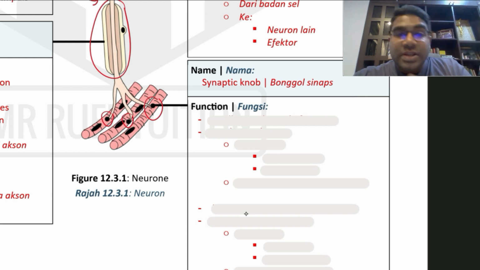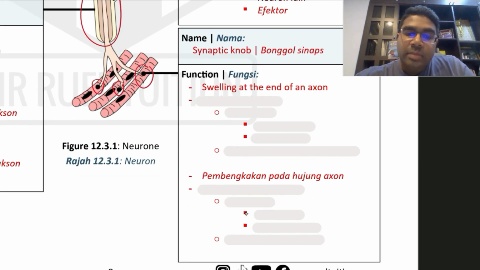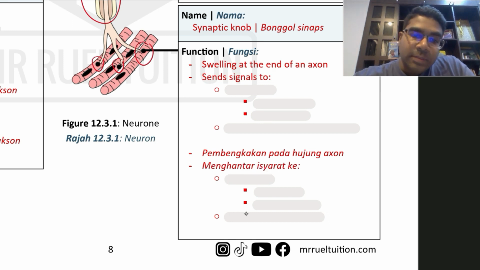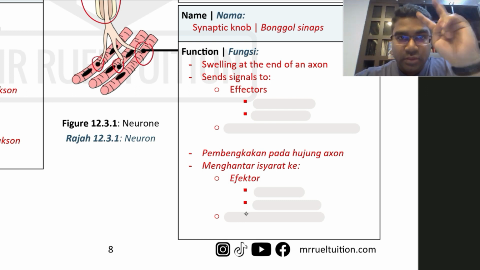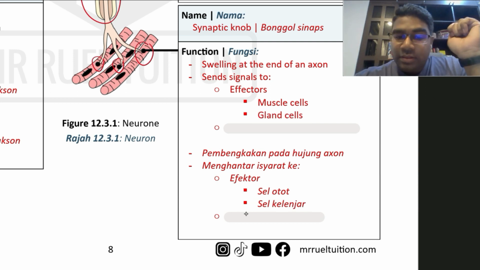Okay. So what is the function of this synaptic bulb, the synaptic knob? Bonggol synapse ini fungsi dia ialah, okay, first it's a swelling at the end lah, pembengkakan pada hujung axon. Apa fungsi dia? Send signal, menghantar isyarat ke number one, effectors. Okay. So apakah contoh effector? Apakah yang dimaksudkan dengan effector? What is meant by effector? Two things. Either it is a muscle, okay, muscle cells, cell otot, or it is a gland, cell kelenjar.